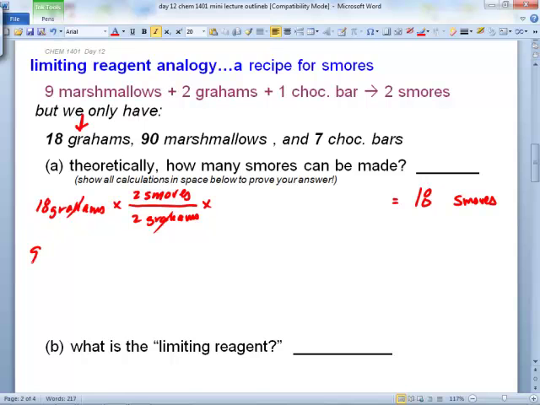Now you got to do it for the marshmallows. Jared, what would be my mole bridge ratio for marshmallows? You want to see it? 2 s'mores for every 9 marshmallows. All right, so the marshmallows cancel. 90 divided by 9 should be 10. Times 2, you get 20.